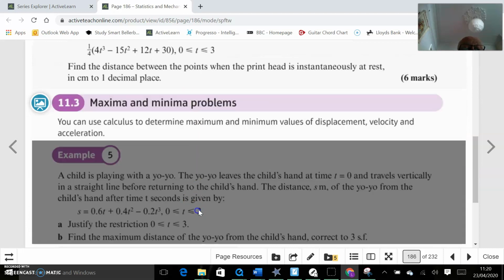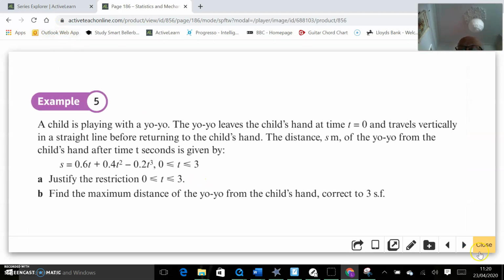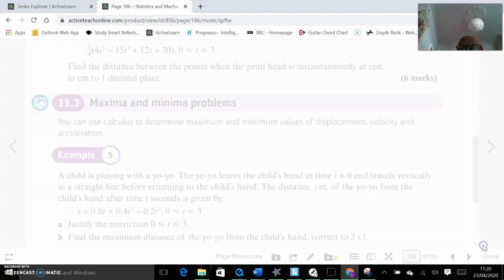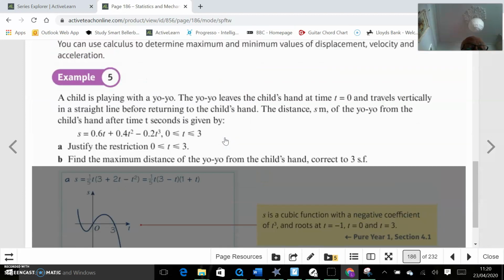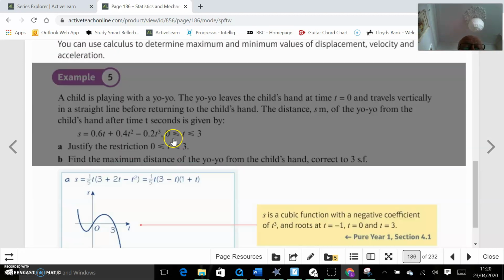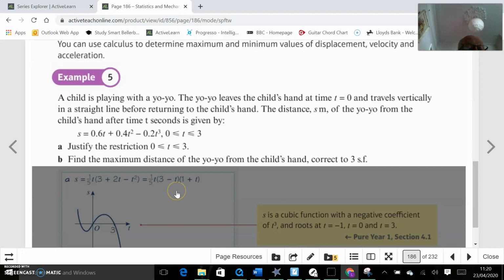Then you have a section on maxima and minima problems, just like this one here. I shall go through this example here in the next video.